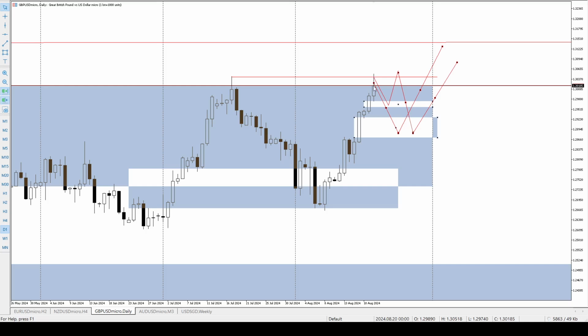Price to trade straight into this inefficiency, or trade into this inefficiency, cause a reaction that might purge this high again and then trade lower, and then support price up through this inefficiency. So all in all, tomorrow I'm just bearish. That is all I had for the British pound dollar.